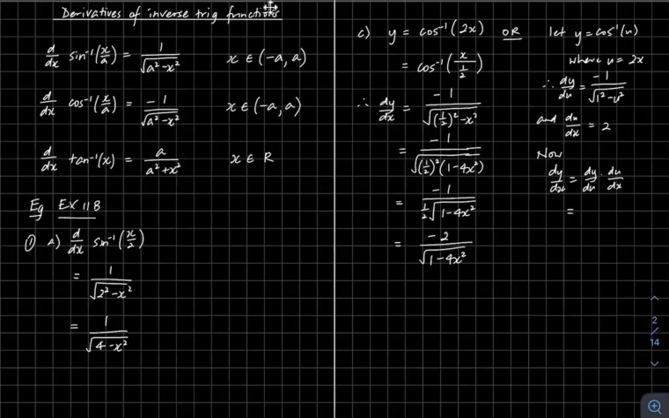So dy du we said was -1 over the square root of 1 squared minus u squared, and du dx was 2. So that's -1 over the square root of 1 minus, and u we said was 2x. Sorry, I should have multiplied by 2 there, shouldn't I? Let's change that and make that -2. And so that would be -2 over the square root of 1 minus 4x squared.